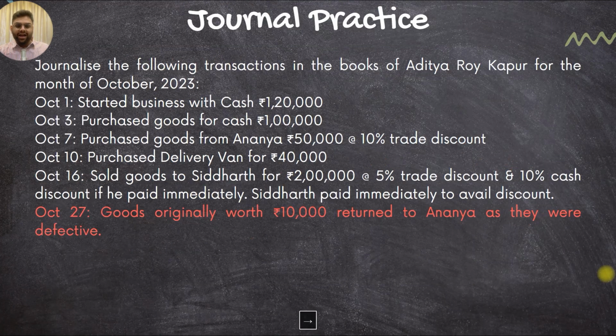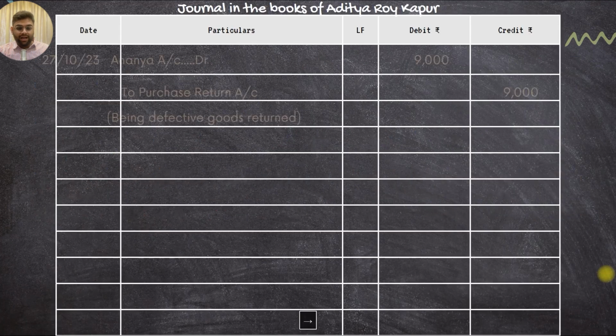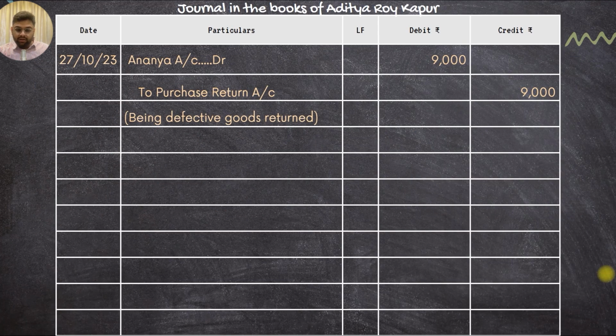Last transaction, October 27. Goods originally worth rupees 10,000 returned to Ananya as they were defective. Now, when you initially purchased goods from Ananya on 7th October, you recorded that transaction at cost minus trade discount. Therefore, this purchase return will also be recorded at 10,000 minus 10% TD, which is 9,000. The journal entry will look like this. Ananya account debit to purchase return account, being defective goods returned.